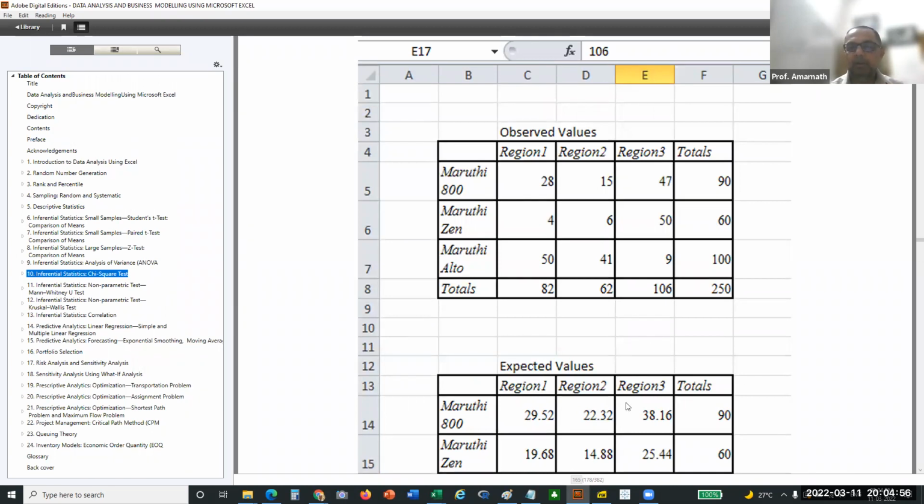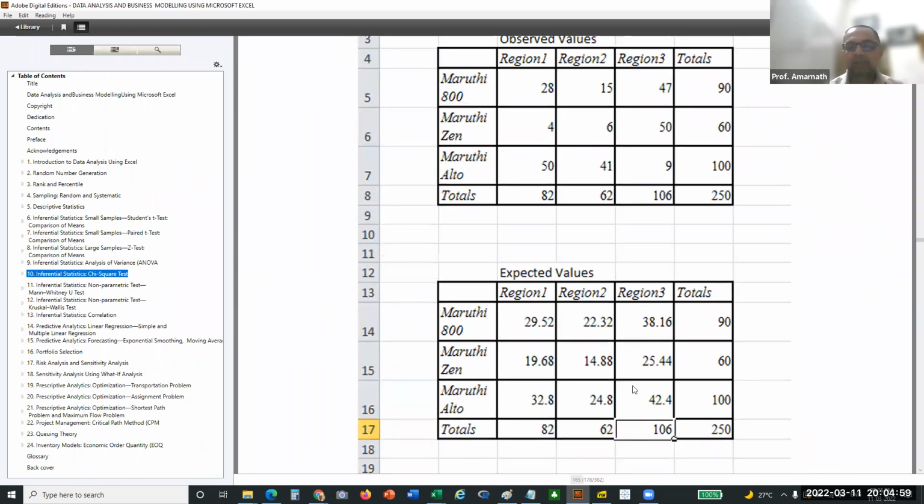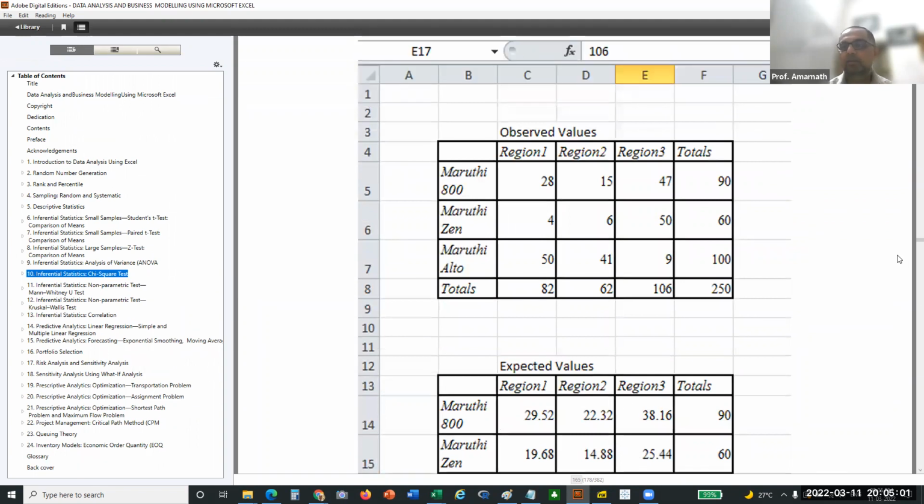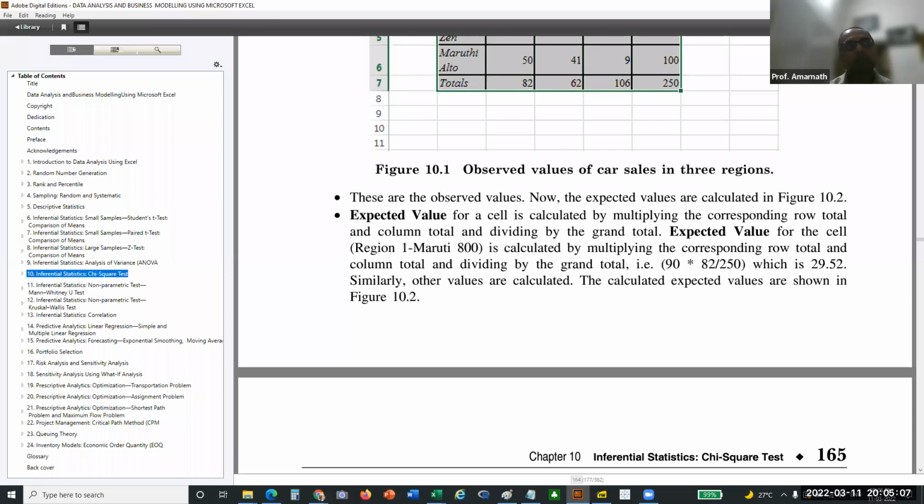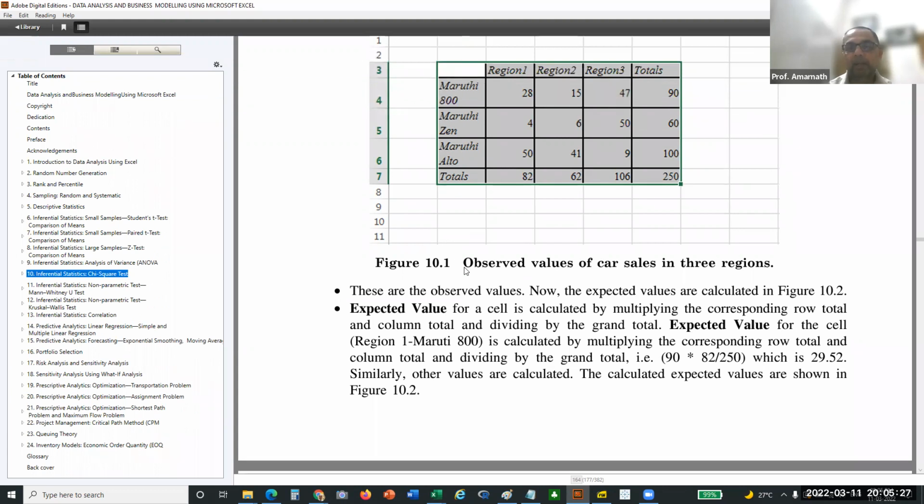So observed values are given. I need to calculate expected values. If you are using any software like R or Python, that will calculate all these things for you and give it. The facility is not there here, but this can calculate a chi-square test. Expected value for the cell region is calculated as 90 multiplied by 82 divided by 250.